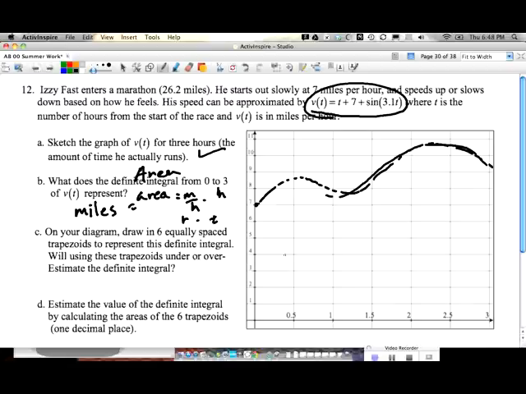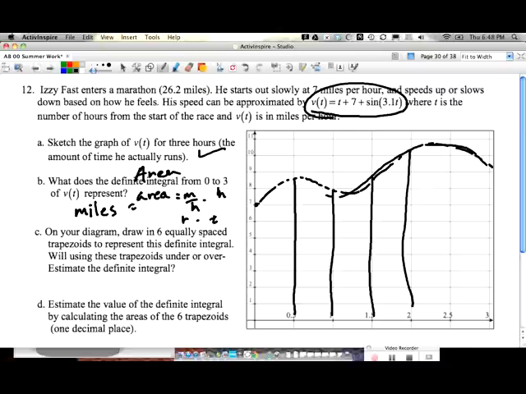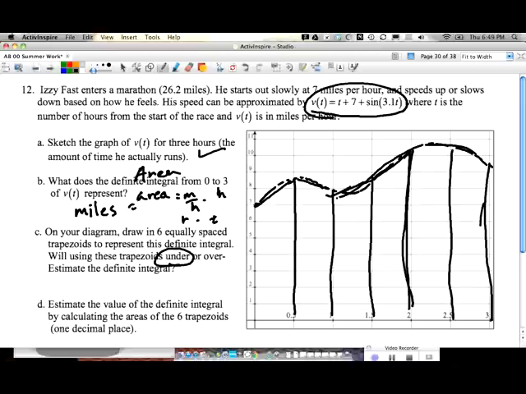On your diagram, draw 6 equally spaced trapezoids. So we got trapezoid, trapezoid, trapezoid, whoa, trapezoid, close enough, trapezoid, and the last one, trapezoid. Will using these trapezoids under or overestimate? Well, they're going to definitely under. Why? Actually, I don't know, because sometimes it's over, sometimes it's under. It looks like it's more often under. So I'm going to guess under.